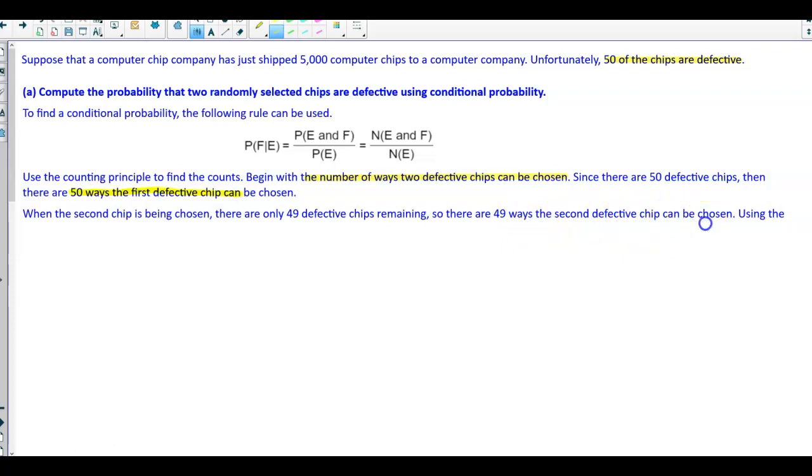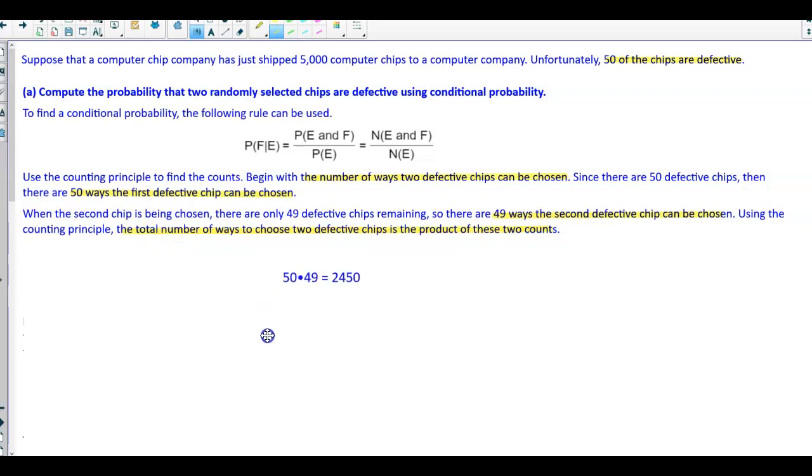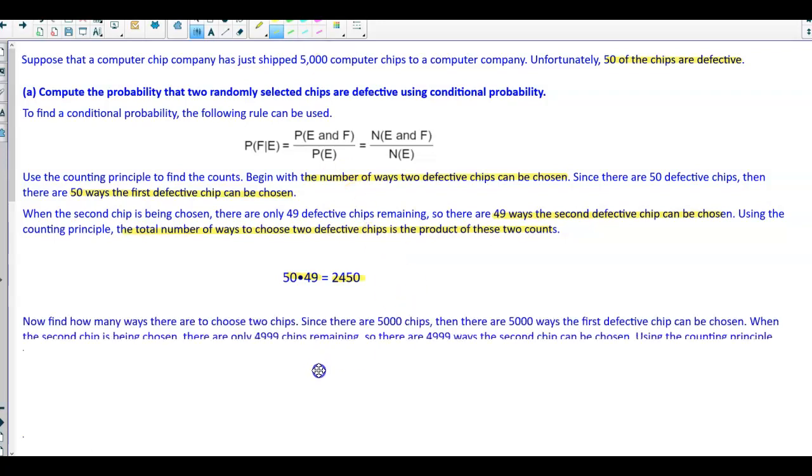So there are 50 ways for the first and 49 for the second. Using the counting principle, to find the total number of ways to choose two defective chips, we find the product of those two counts. So we're going to take 50 and multiply by 49 to get 2,450.